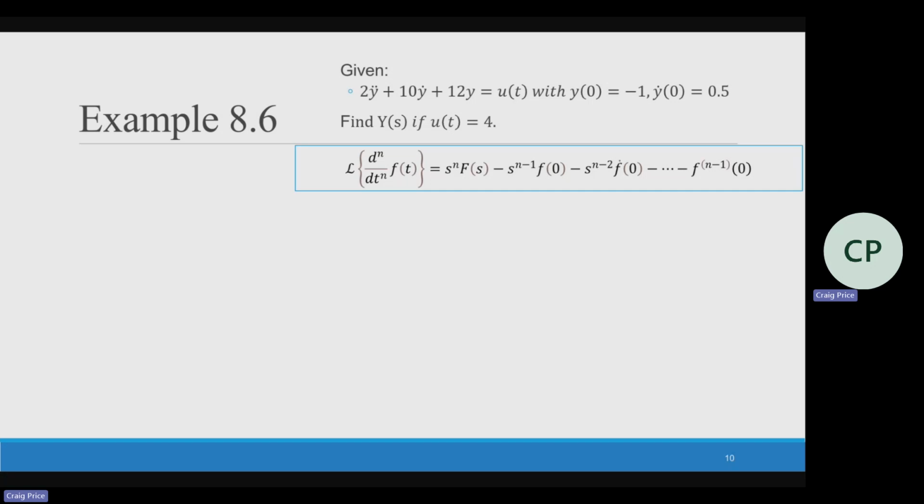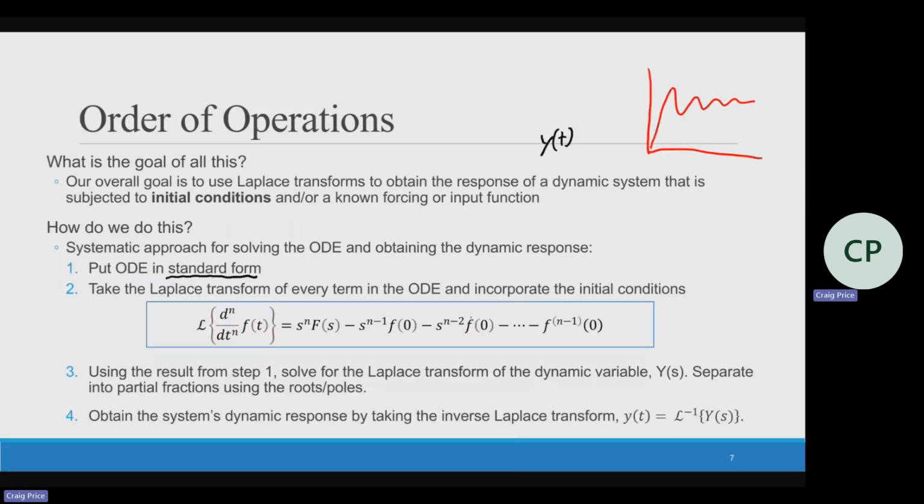Now, some of you missed the beginning of class. Let me just go back a little bit. Here's the order of operations. First, we're going to put it in standard form. Then we're going to take that differentiation. We're going to take the Laplace transform of every term using initial conditions. And then we're going to solve for y, and we put those all back together. And lastly, we're going to separate into partial fractions using the roots, poles, and bring it back to the time domain.